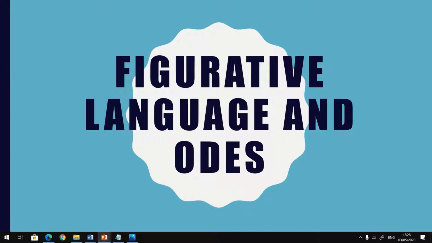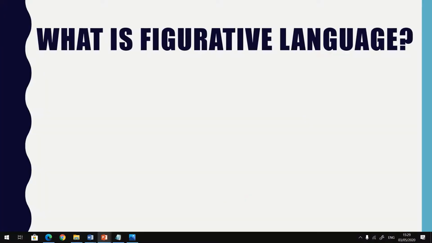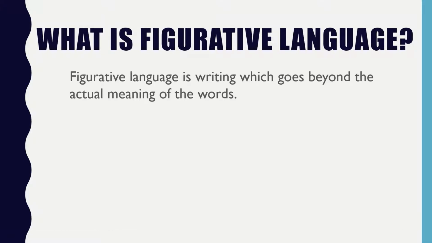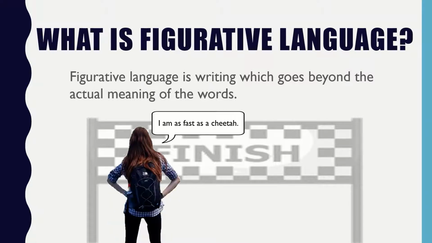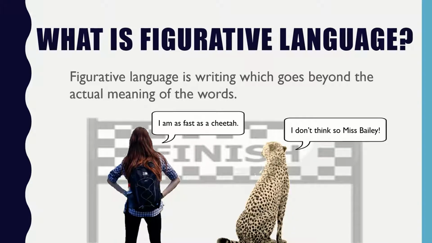Now today you're going to be looking at figurative language and odes. The first question of which is, what is figurative language? Well, figurative language is writing which goes beyond the actual meaning of the words. For example, if I was to be in a race and I said I'm as fast as a cheetah, I don't actually mean that I'm as fast as a cheetah.